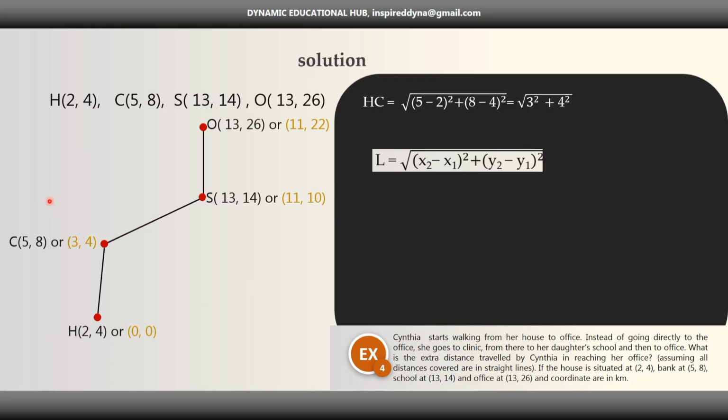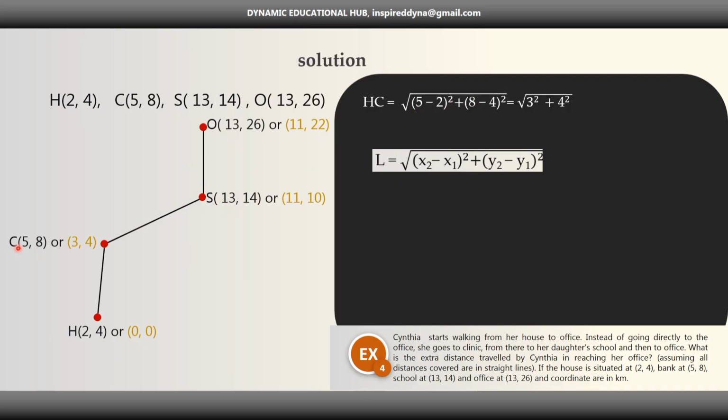Here you can choose to use either of these coordinates. You just stick with one. Here I'm using the black one, I'm not using the golden one. This one will be your x2, y2, and this one will be your x1, y1. So you go ahead and substitute it inside your distance formula. That is what I've done here. You have the square root of (x2 minus x1) squared plus (y2 minus y1) squared, and when you substitute them, you have this.